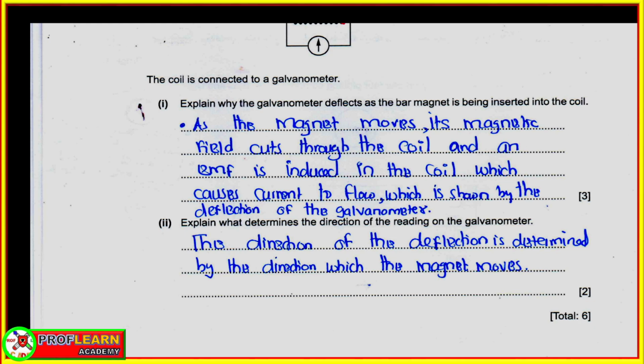We are supposed to explain what determines the direction of the reading on the galvanometer, and then we are going to say that that deflection is going to depend on the direction in which this particular magnet is being moved.